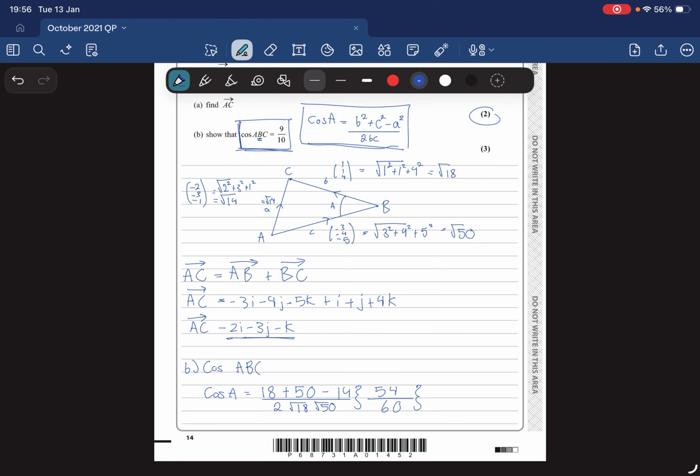If you simplify 54 over 60, it's like 27 over 30, for example. And you simplify it further, 27 divided by 3, you get that. Boom. Easy. 3 marks. Cool.